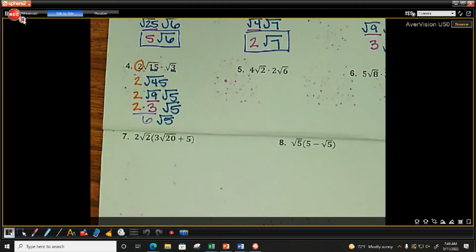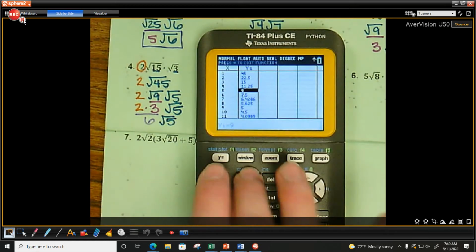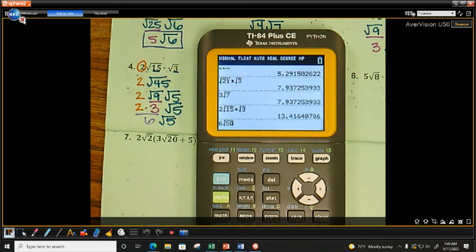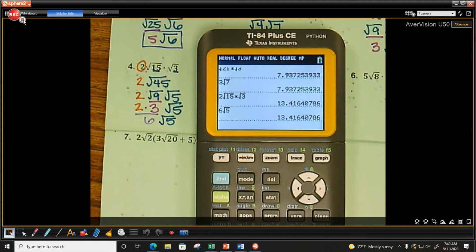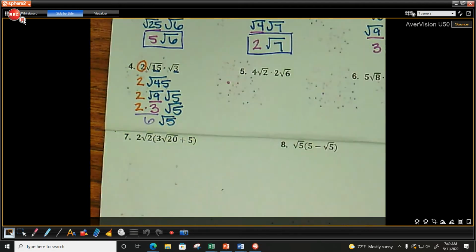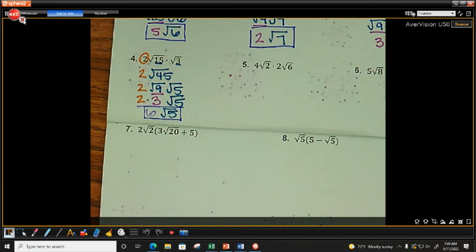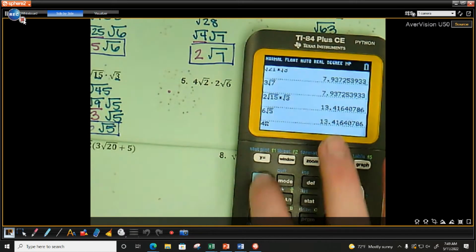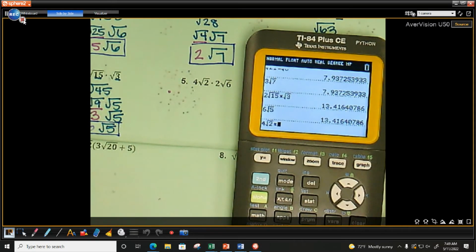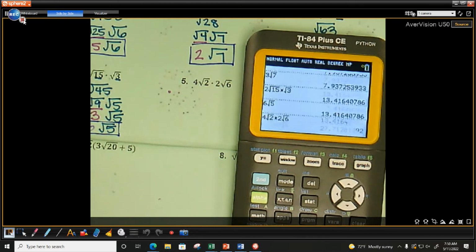Square root 5. What should I do now? Check on the calculator. 6 square root 5. Do my decimals match? Yep. There's my answer. So remember, insides times insides, outside times outsides. Okay? Next one, start with the calculator. 4 square root 2 times 2 square root 6.